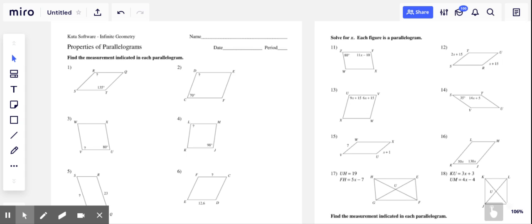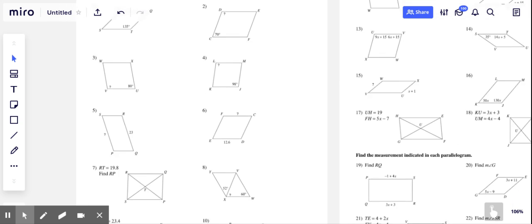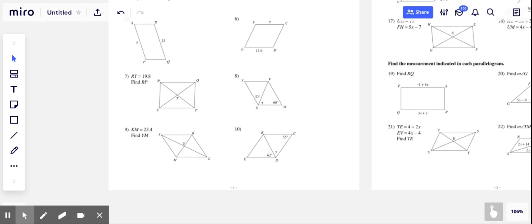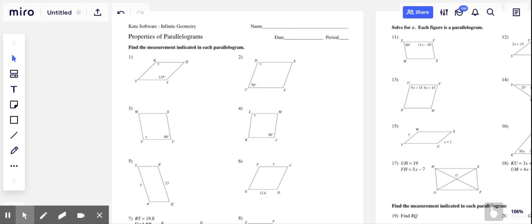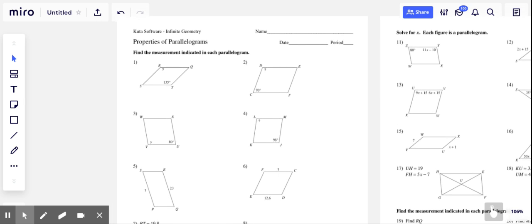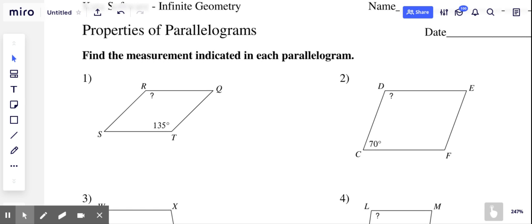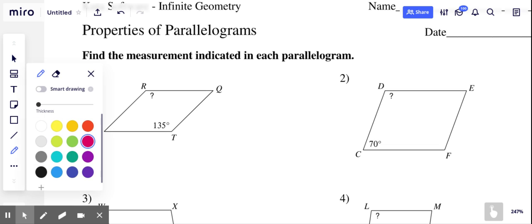Okay, guys, so this is the practice that I'm going to have you do. If you notice, the task is just to find the question mark. So you want to ask yourself, for example, number 1, what type of angles are they? We have R, and T is 135. Those are opposite angles. Opposite angles are congruent, so R would just be 135.